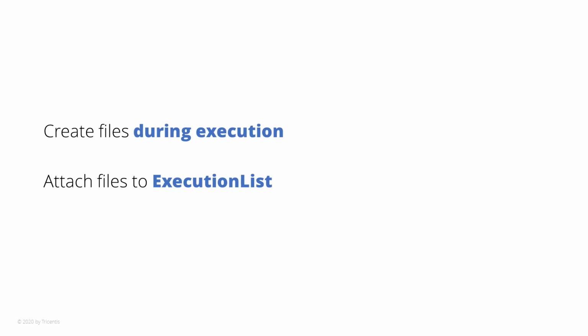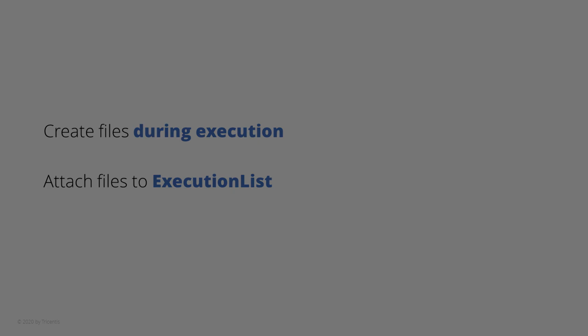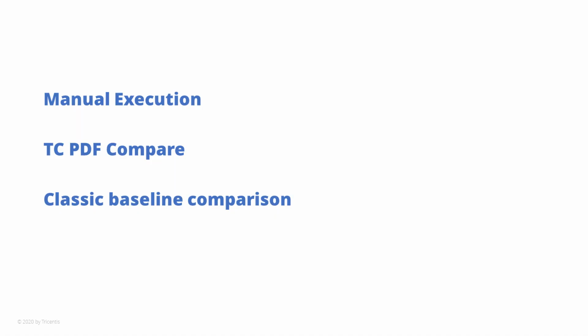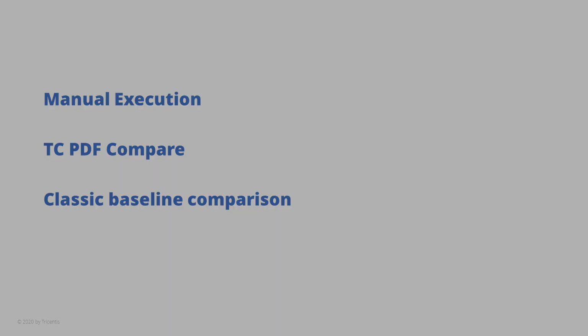As we might know, in certain situations, Tricentis Tosca enables us to create files during execution, then attach these files to the execution list. Those situations are when we add files or image references during manual execution, when we compare PDF files with the TC PDF compare module, or when we perform a classic baseline comparison.